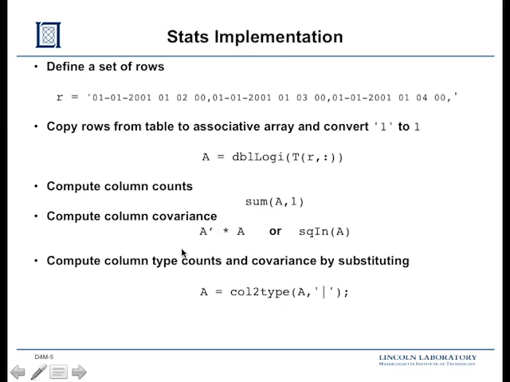And then we can get the type covariance by just doing A transpose A or square in. These do the same thing. This is usually slightly faster, but not a lot. And that just does us the column type covariance.